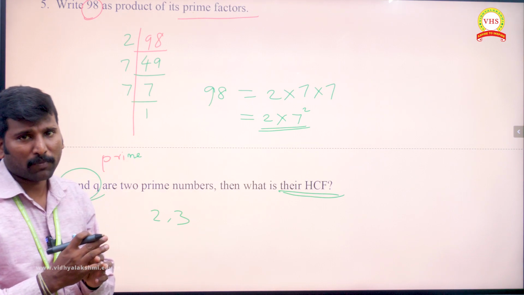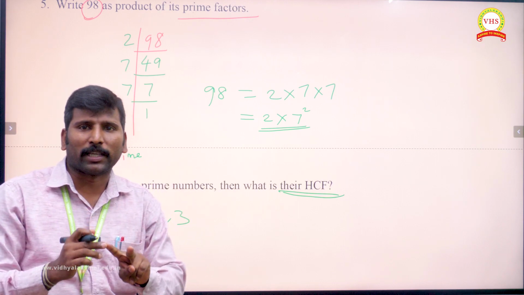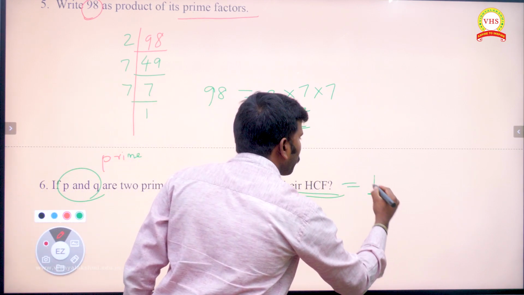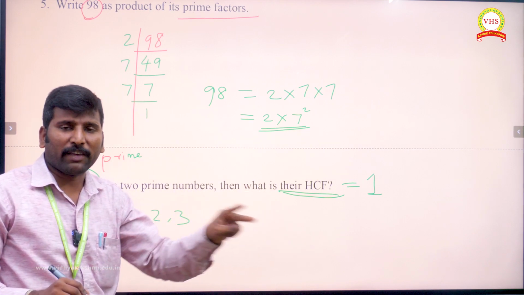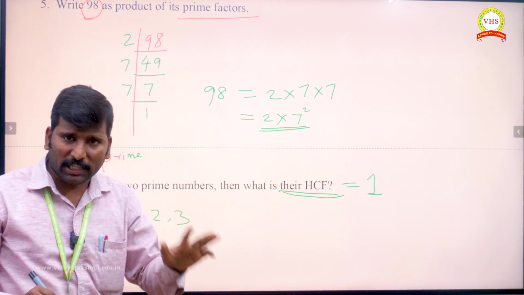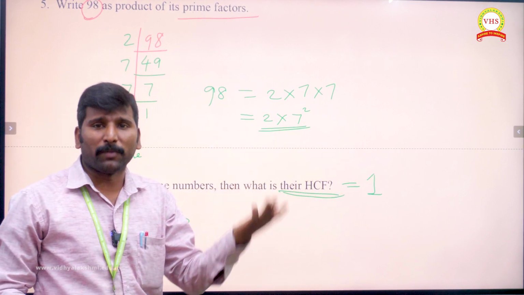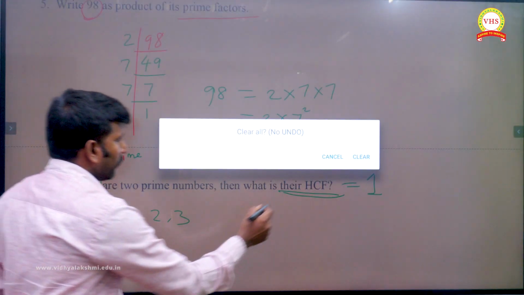So it's the definition. If there are 2 prime numbers, what is the HCF of these two? We have to say 1. We have to say the HCF value is 1. Suppose they are asking for LCM, it is the product of the prime numbers. If they give 2 prime numbers and ask for the HCF, it is always 1. You remember, it's always 1. If they are asking for LCM, the product of the prime numbers. Okay, that's it. Now we'll go to question number 7.